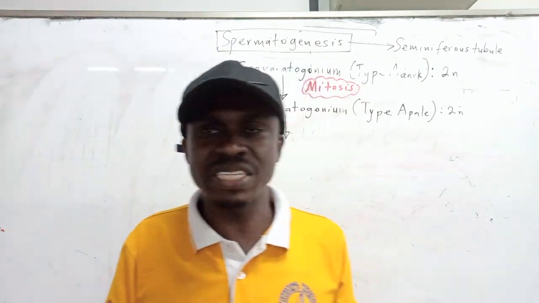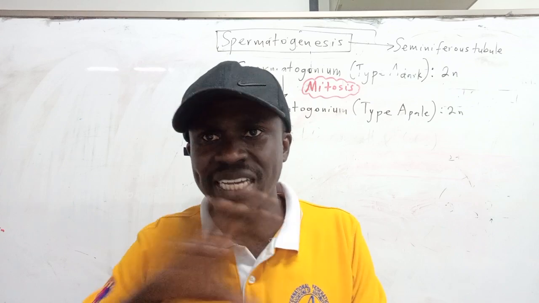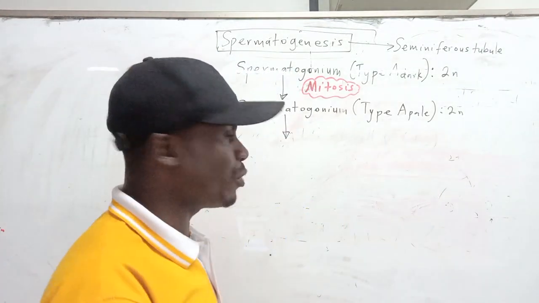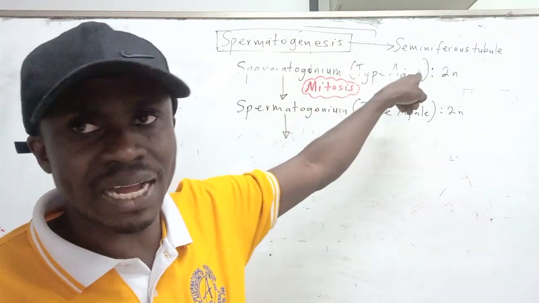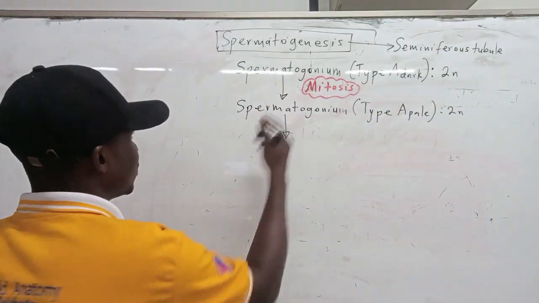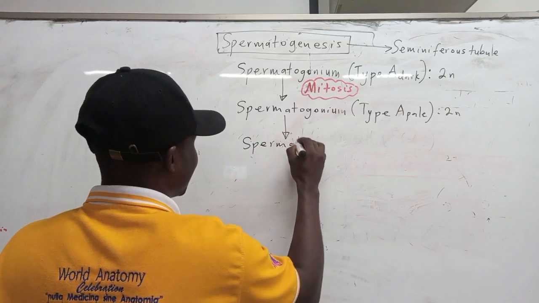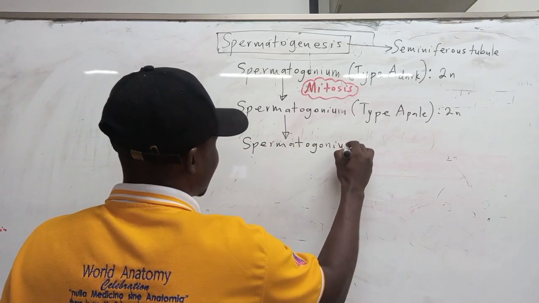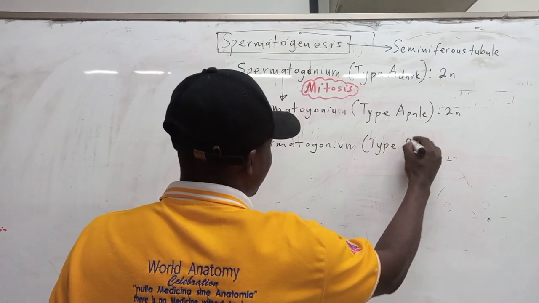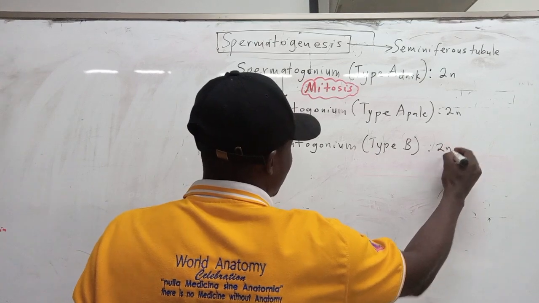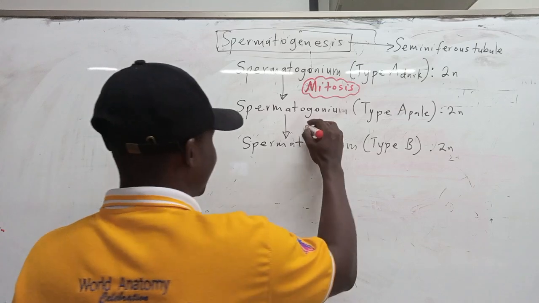Type B. Now for the type B, we've not differentiated it into either dark or pale. No, just type B. It is only the A that we got to differentiate between them, because the real stem cell is the type A dark. So that we get spermatogonium, yes. This time around, we are talking about type B, a product of mitosis, therefore it becomes diploid.